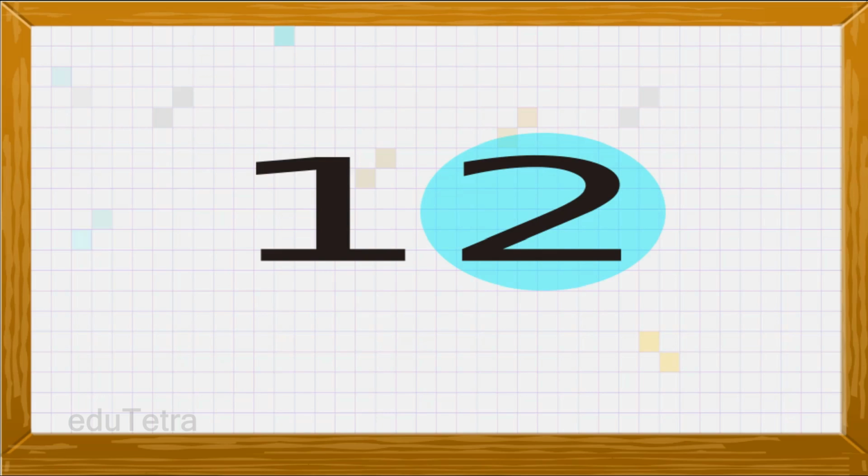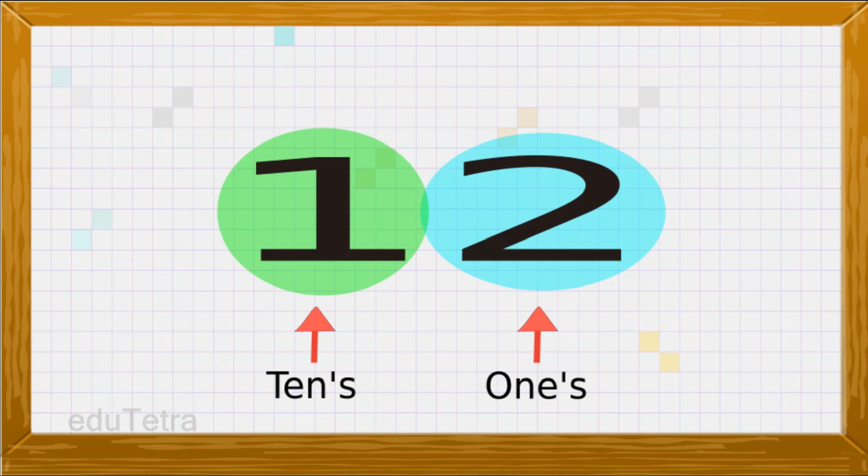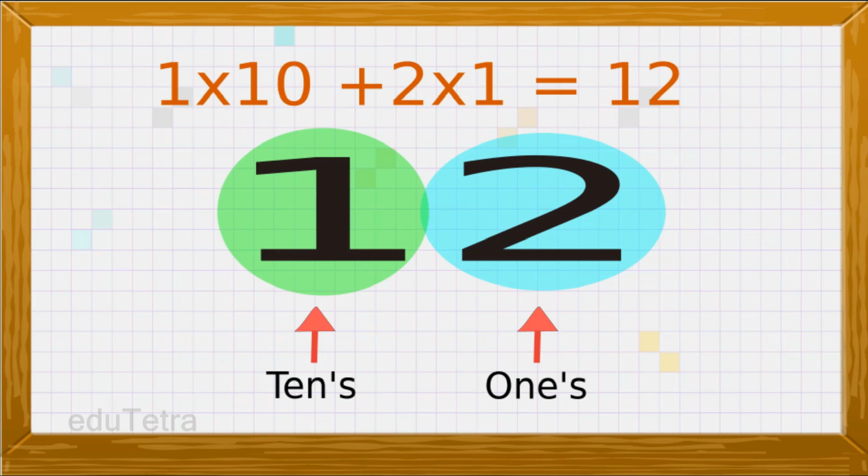So let's look at the number from right to left. The rightmost digit is 2 and it is called the ones place. 2 occupies the ones place. And the next number, 1, occupies the tens place. So 2 is occupying the ones place and 1 is occupying the tens place. So we can write there is 1 ten and 2 ones in 12.